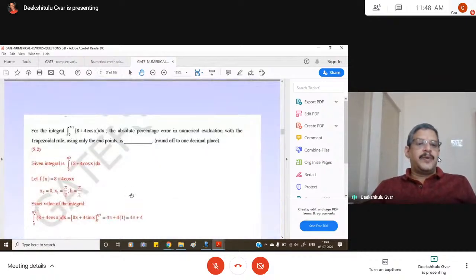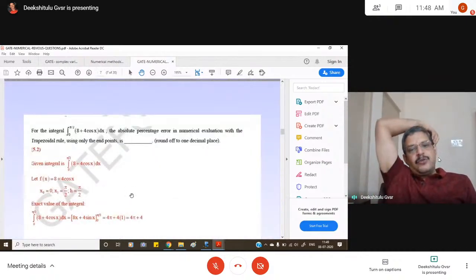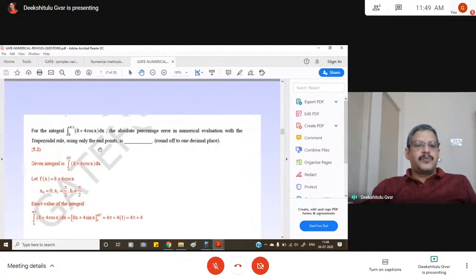For the integral from 0 to pi by 2 of 8 plus 4 cos x dx, the absolute percentage error in the numerical evaluation of the trapezoidal rule using only one endpoint is. So f(x) is 8 plus 4 cos x, and only one endpoint means 0 and pi by 2. h is pi by 2. That means we are taking 0 and pi by 2, only one step.